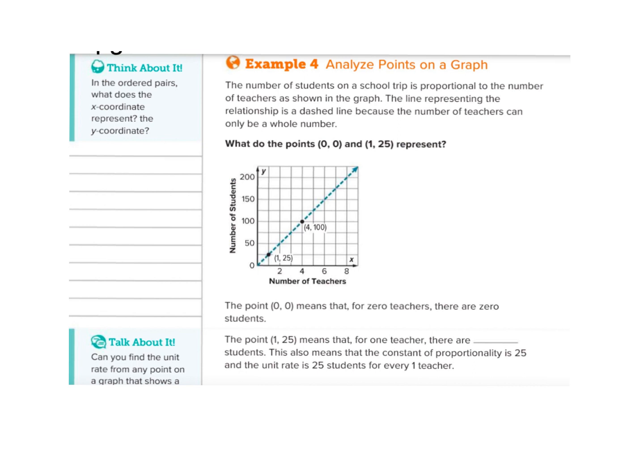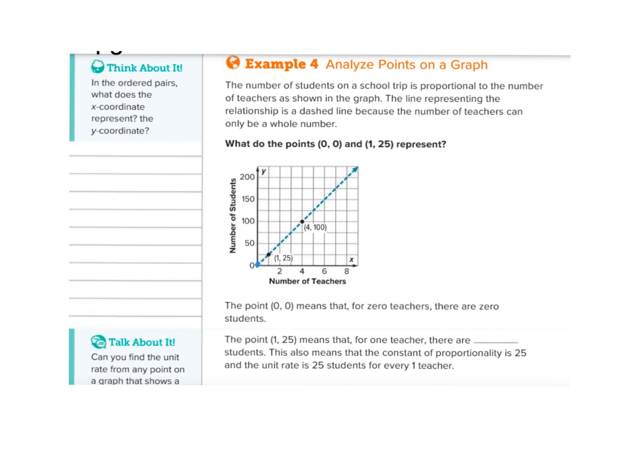It says, we'll read along here, the number of students on a school trip is proportional to the number of teachers as shown in the graph. Okay, so they're telling us it's proportional. You can see it's a straight line. It says the line representing the relationship is a dashed line. Okay, I'll talk about that in a second. So first thing we want to know, what do the points 0, 0 and 1 comma 25 represent? So we're going to have to look at those and see what they represent.